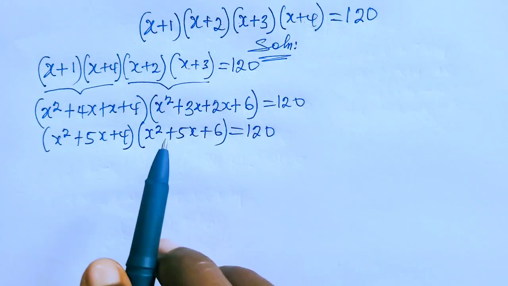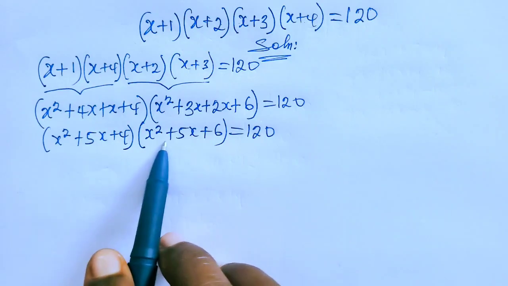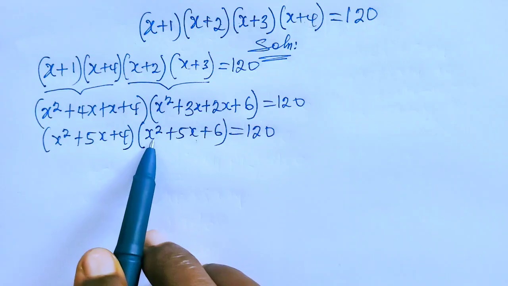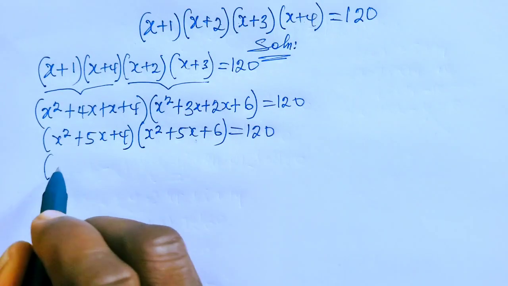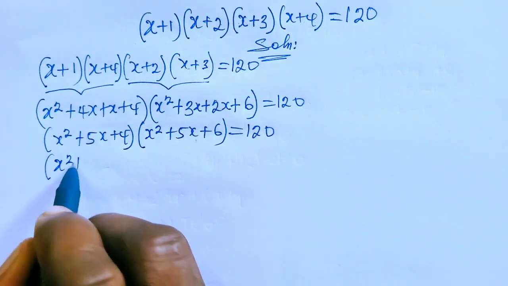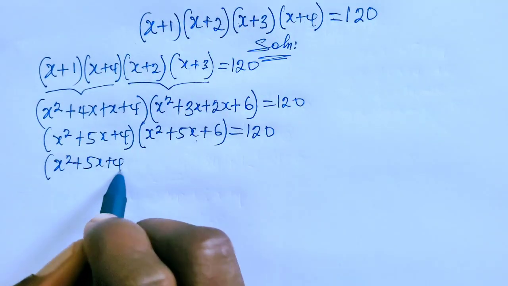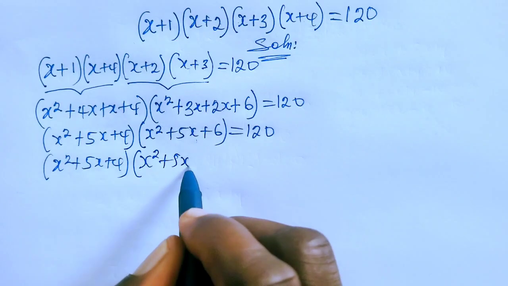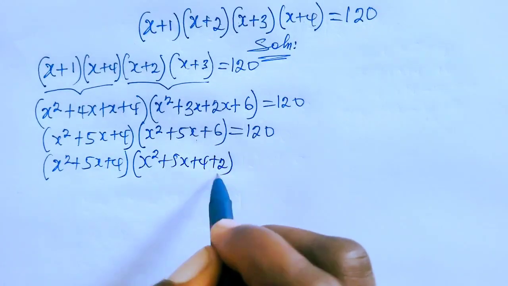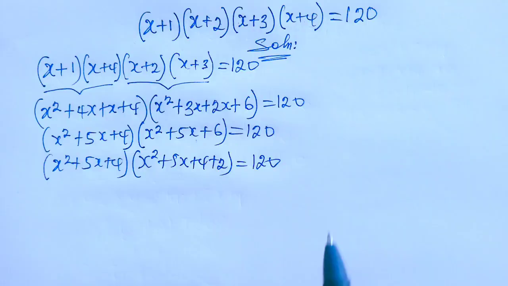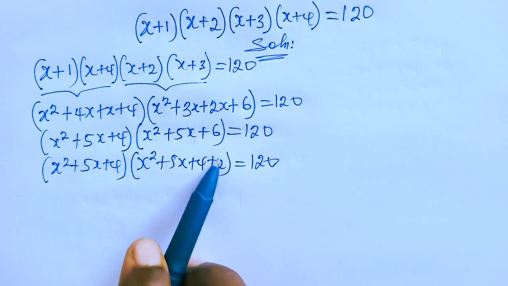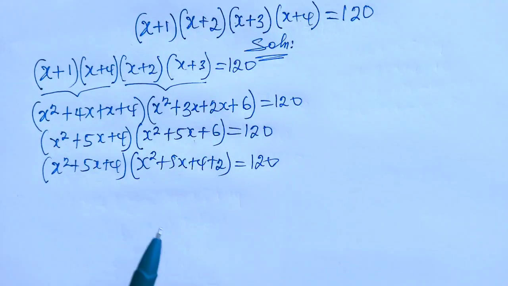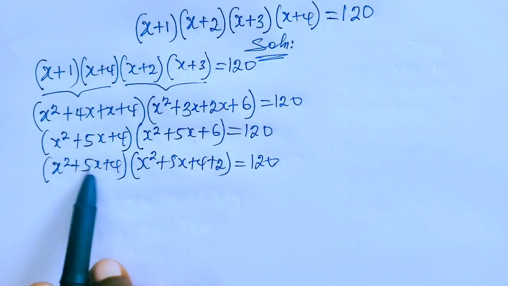Now right here, you can also simplify this expression to also contain x squared plus 5x plus 4. Then in that case, I'm going to have (x squared plus 5x plus 4)(x squared plus 5x plus 4 plus 2) = 120. Nothing changed here: 4 plus 2 gives us 6, and we have 6 here.